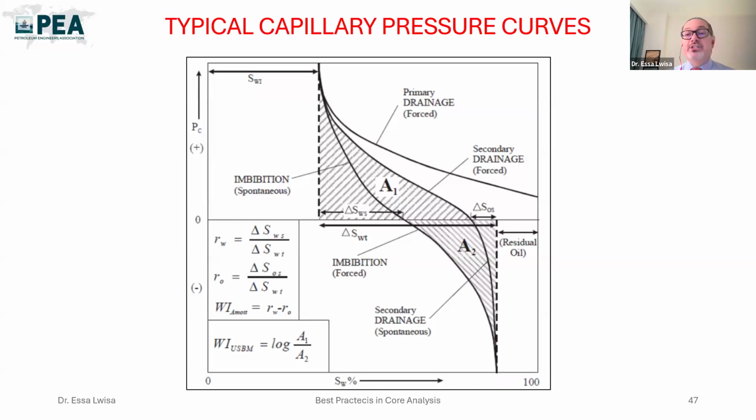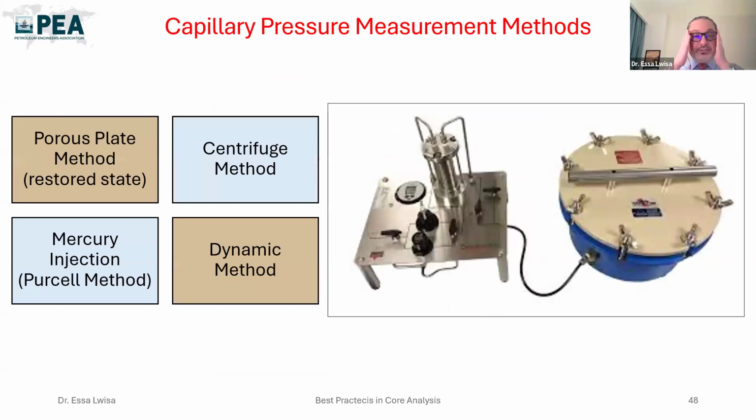Now, how can we measure the capillary pressure? We can measure it by four methods. The first one is the porous plate, like this one. It is very accurate. However, it takes a very long time.